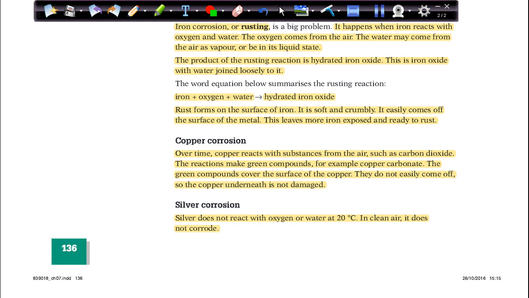So even if we kept it underwater, or exposed to the air and water, it will not corrode. Silver doesn't react with oxygen or water at 20 degrees. 20 degrees is the room temperature, or the natural temperature that we have. In clean air, it doesn't corrode. So the corrosion of silver could be with conditions. It doesn't corrode, it just has other conditions to corrode.